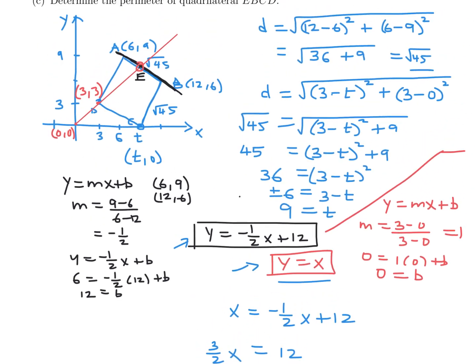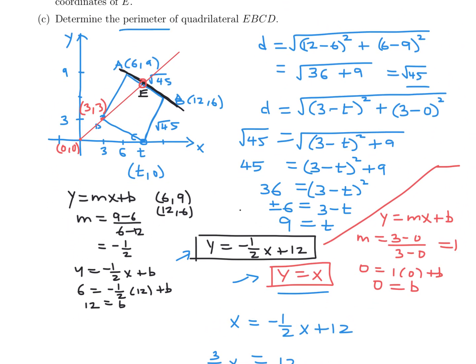Moving right along, part C of this question, determine the perimeter of the quadrilateral EBCD. Okay, so perimeter. EBCD. So E to B, B to C, C to D, and DE. So the perimeter of that. Okay. I think 2 of these I know already. This side here is root 45 because it's the side of the square, and that side there is also root 45. Okay, so those 2 I know already. Now I just have to figure out the distance from E to B and the distance from D to E.